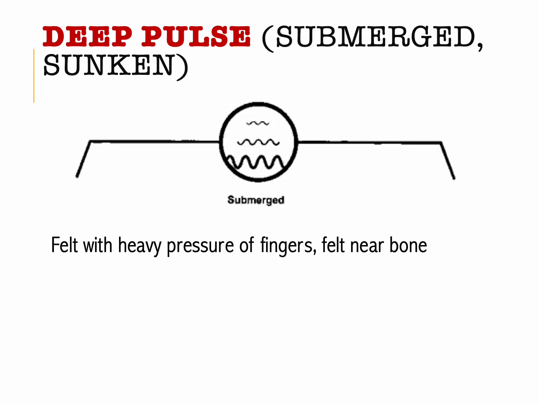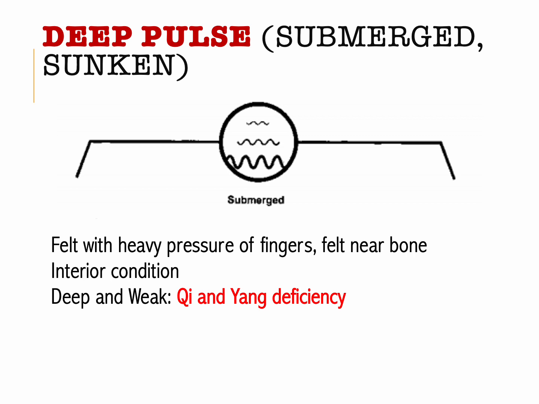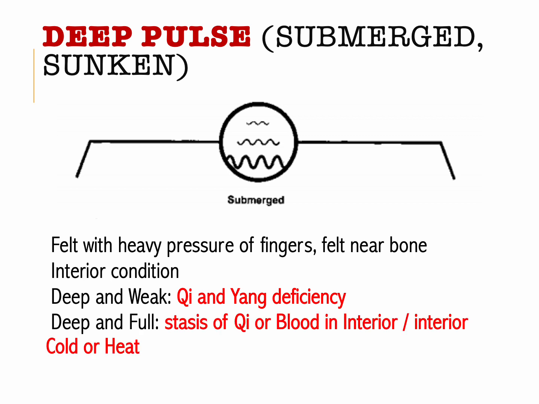Deep pulse or submerged sunken pulse can only be felt with a heavy pressure of the fingers and is felt near the bone. Deep pulse indicates an interior condition. If deep and weak, the pattern is qi and yang deficiency. If deep and full, stasis of qi or blood in the interior or interior cold or heat.